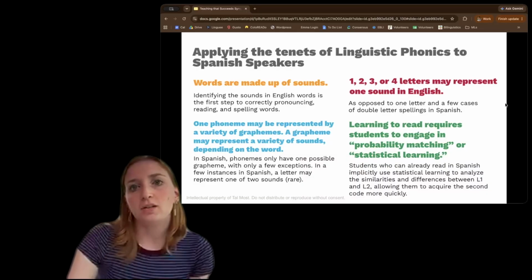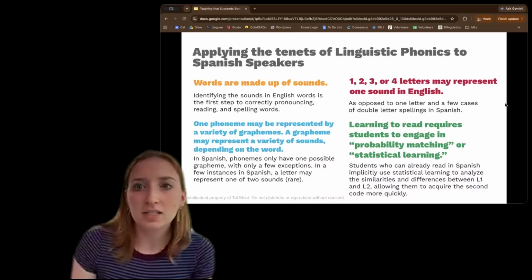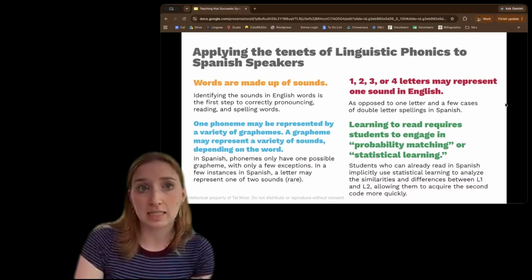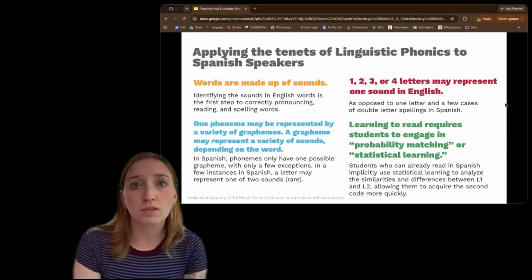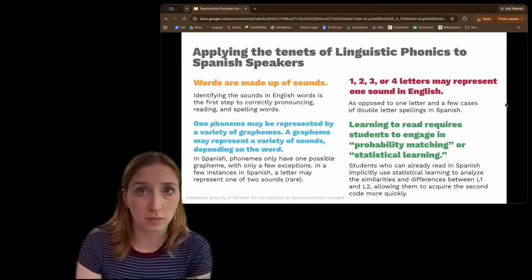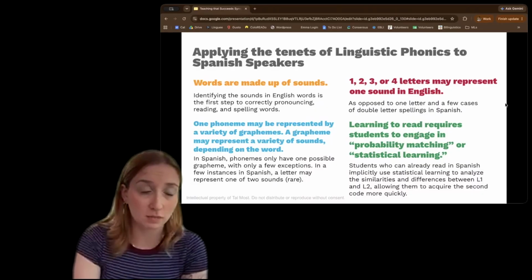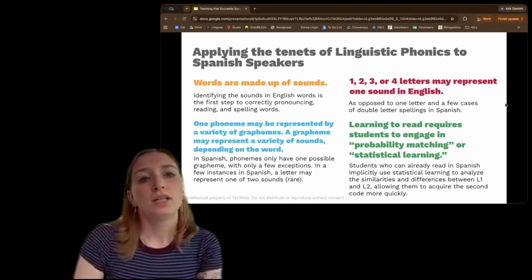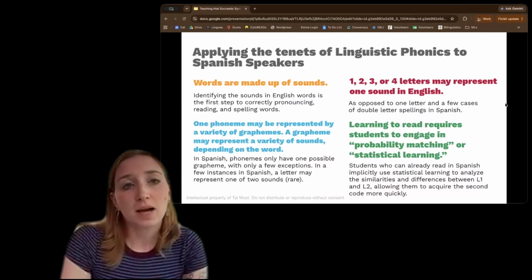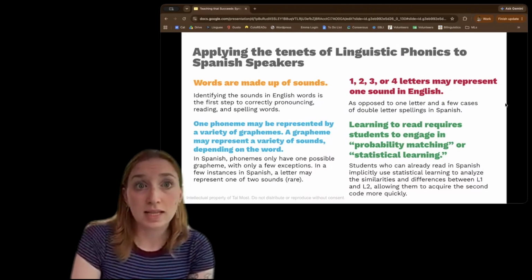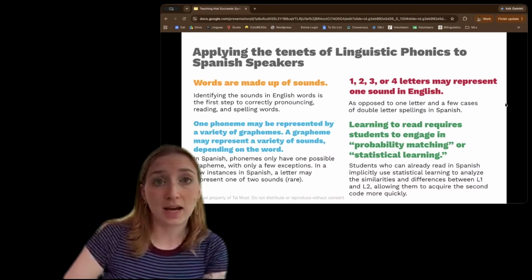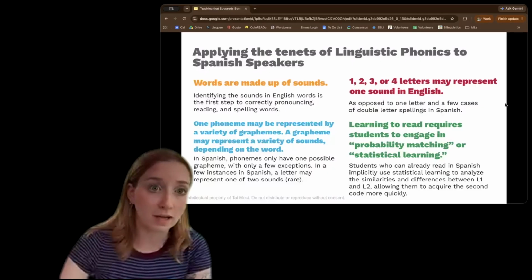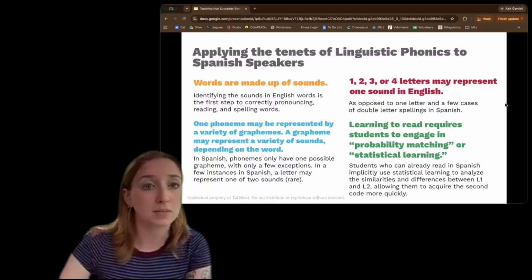Additionally, one, two, three, or four letters may represent one sound in English, whereas in Spanish, it's pretty consistently a one-to-one correspondence, with a few exceptions where two letters represent one sound, but there's no instances in which three or four letters would represent one sound. So additionally, one phoneme may be represented by a variety of graphemes, as in one sound may be represented by a variety of combinations of letters, and conversely, one letter may represent a variety of sounds depending on the word.